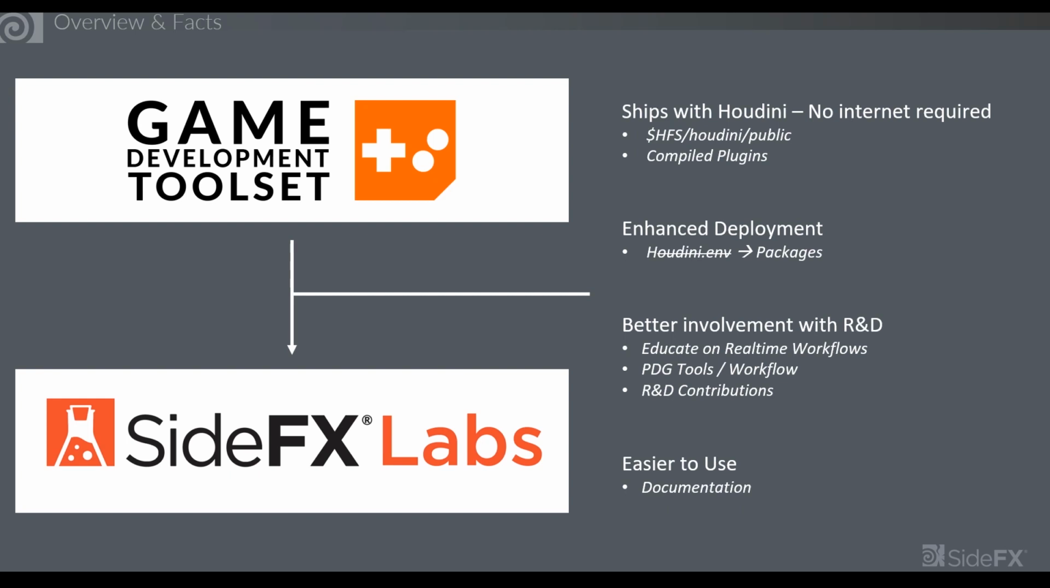We now also ship the plugins that we compile with Houdini itself, because some of the plugins, like for example Substance, need to be compiled against every single version of Houdini. So they're very version specific. So we've now actually done that in our build farm, where we compile these plugins, providing the best possible compatibility with Houdini.